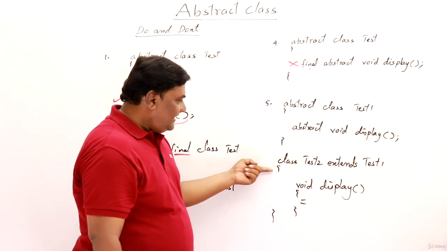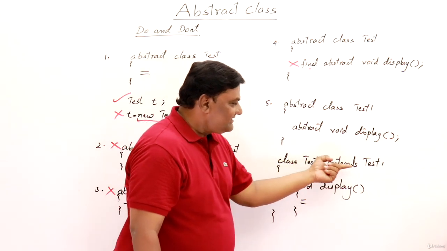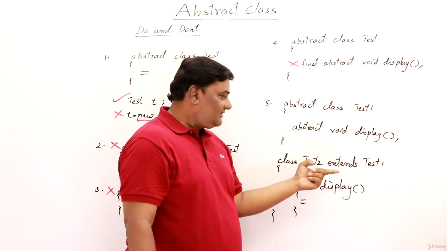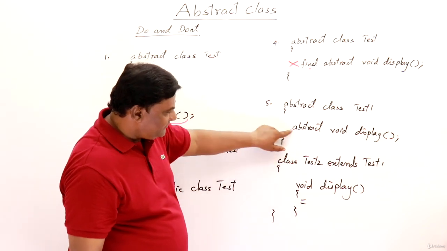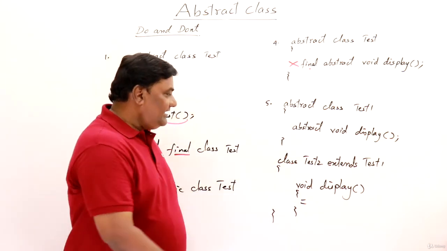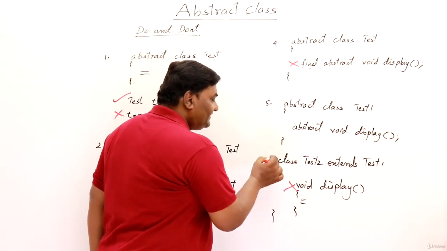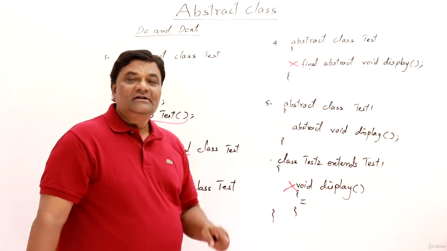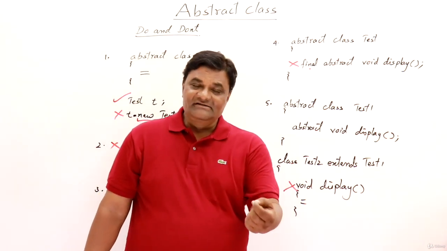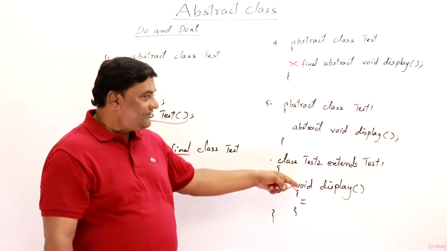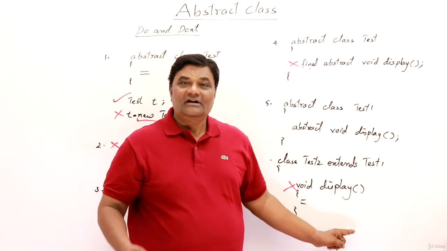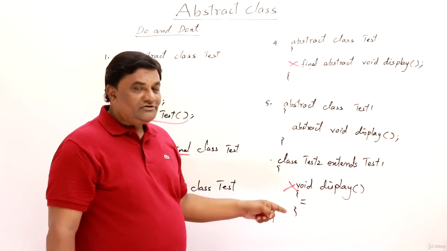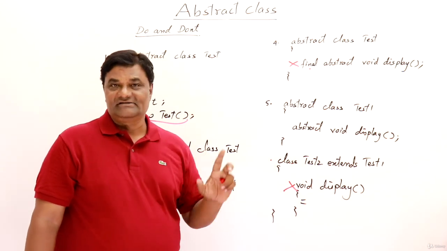The next point: I have an abstract class Test1, and it has an abstract method display. Then I have another class Test2 extending from Test1. If a class is extending, it must override that abstract method. You can see that I have overridden it. If I am not overriding this, then this class also becomes abstract. So the point here is, if any class is inheriting from an abstract class, it must override the abstract methods. Otherwise, the subclass also becomes an abstract class.